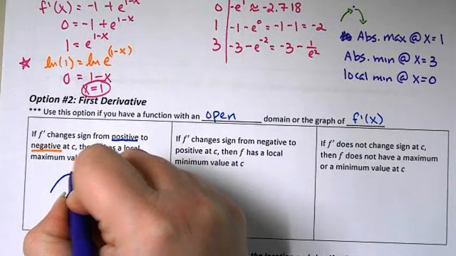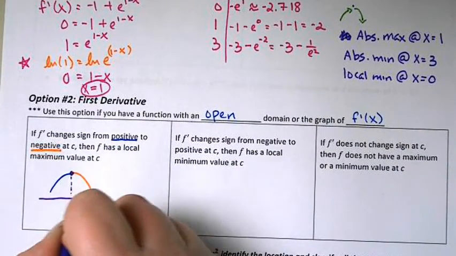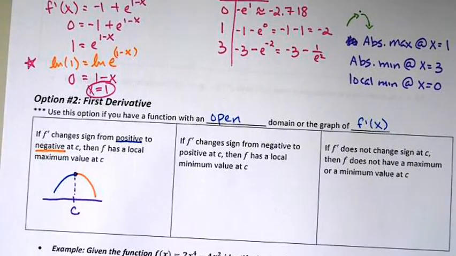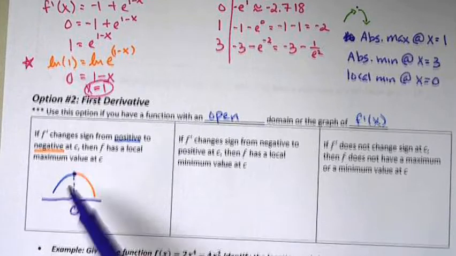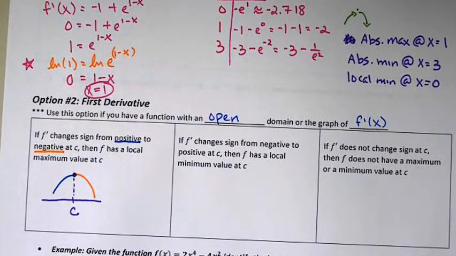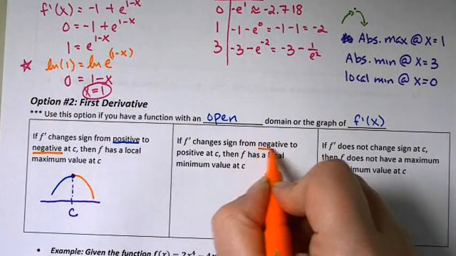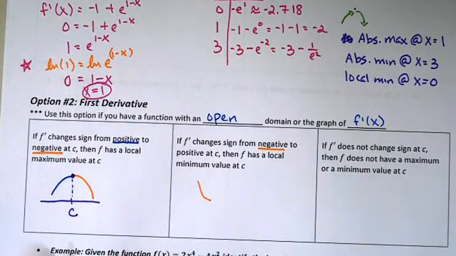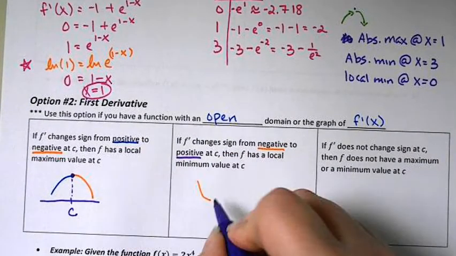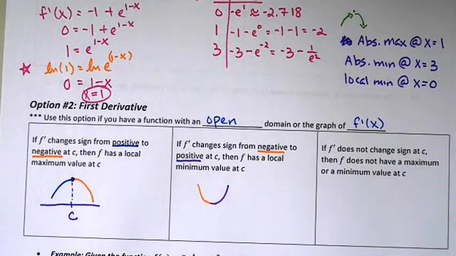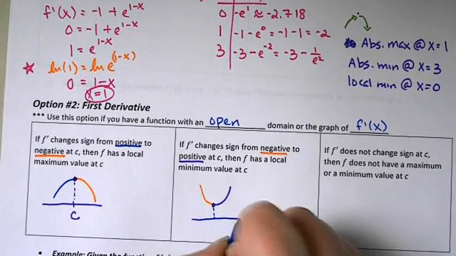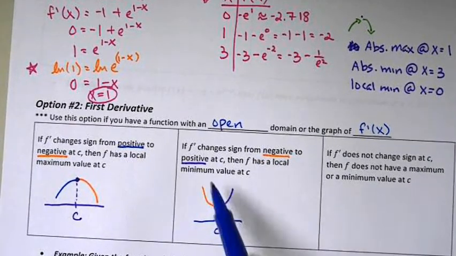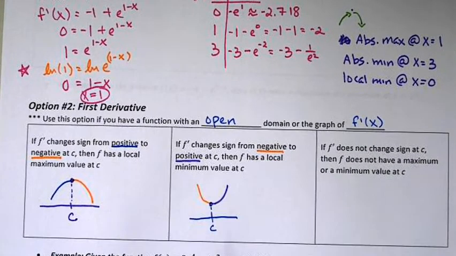So this point right here, we're going to call c. So if we went from increasing to decreasing, then we have a maximum value. If f prime changes from a negative value, which means it's decreasing, to a positive value at c, so now we're increasing, then at that value, we have a minimum value.